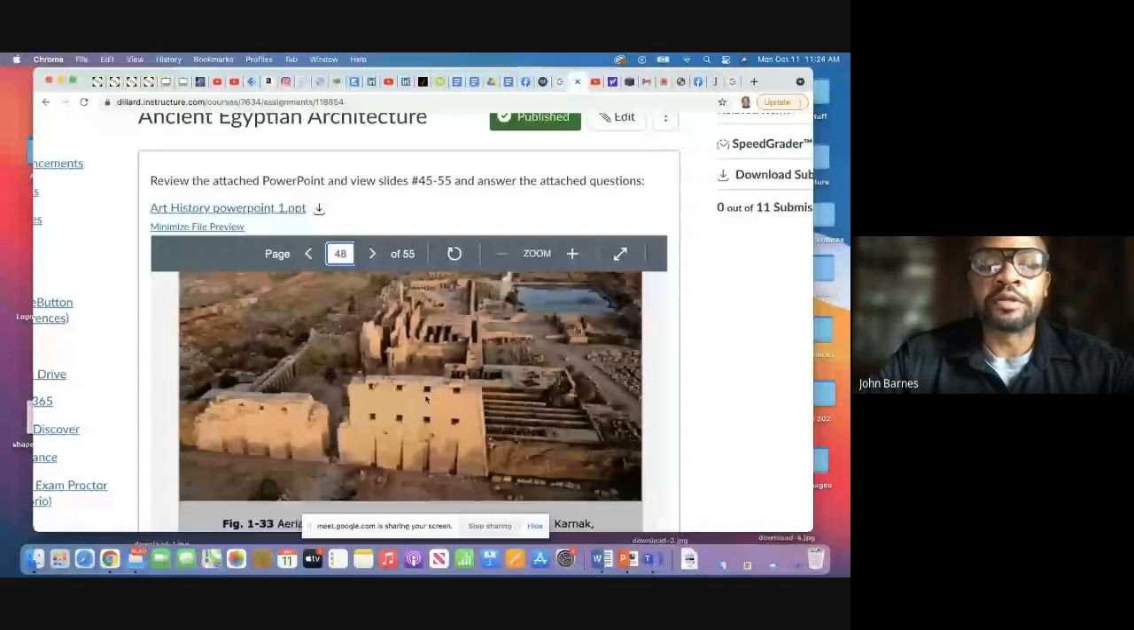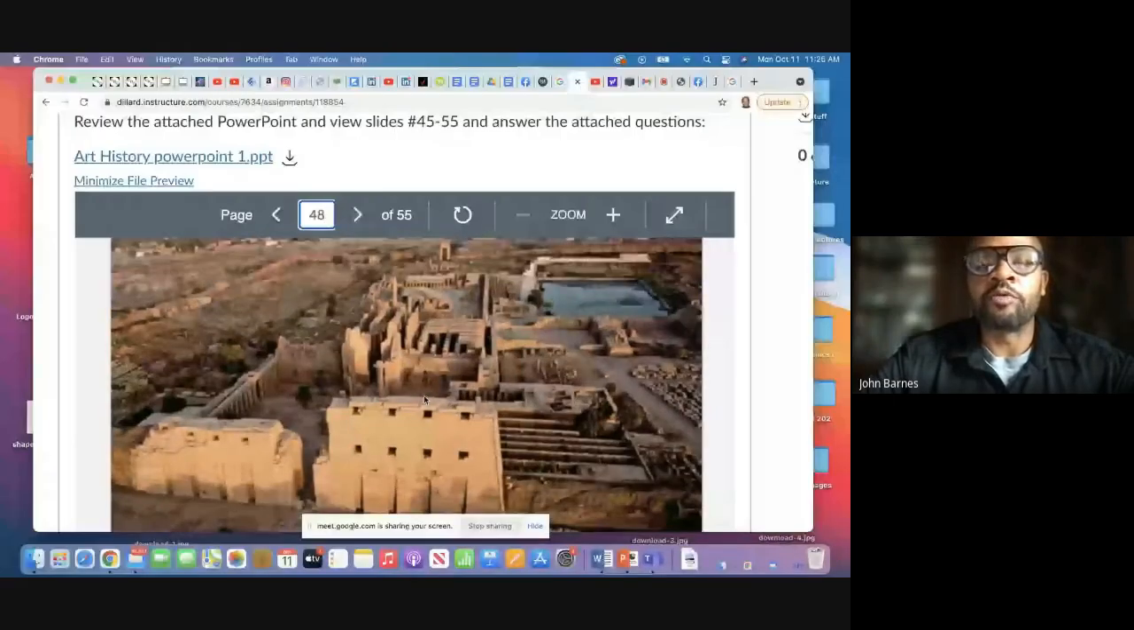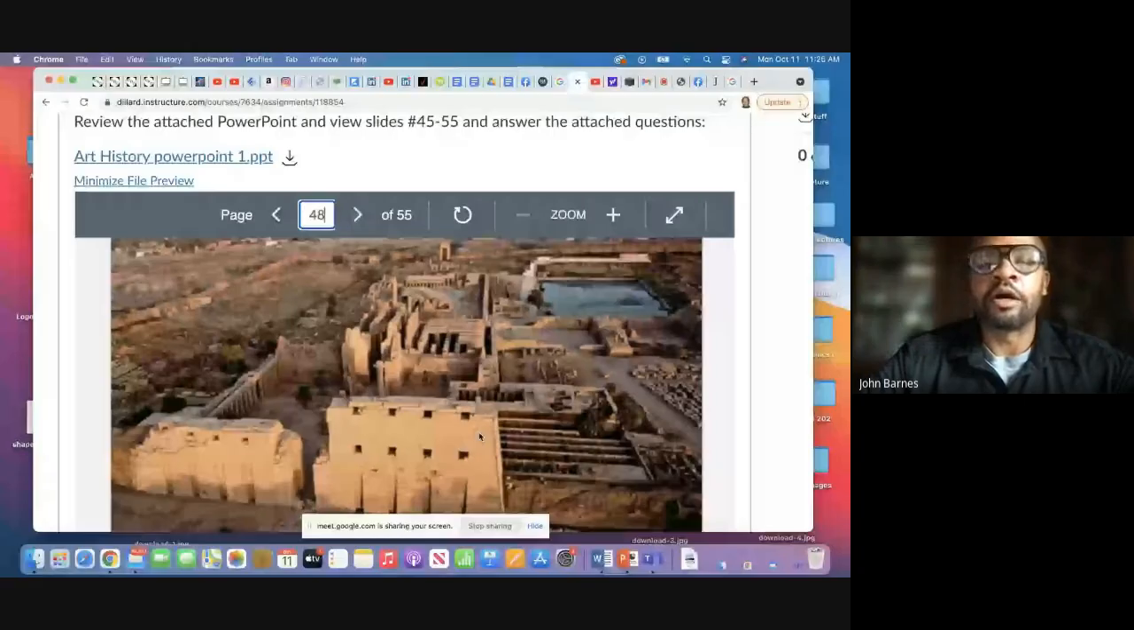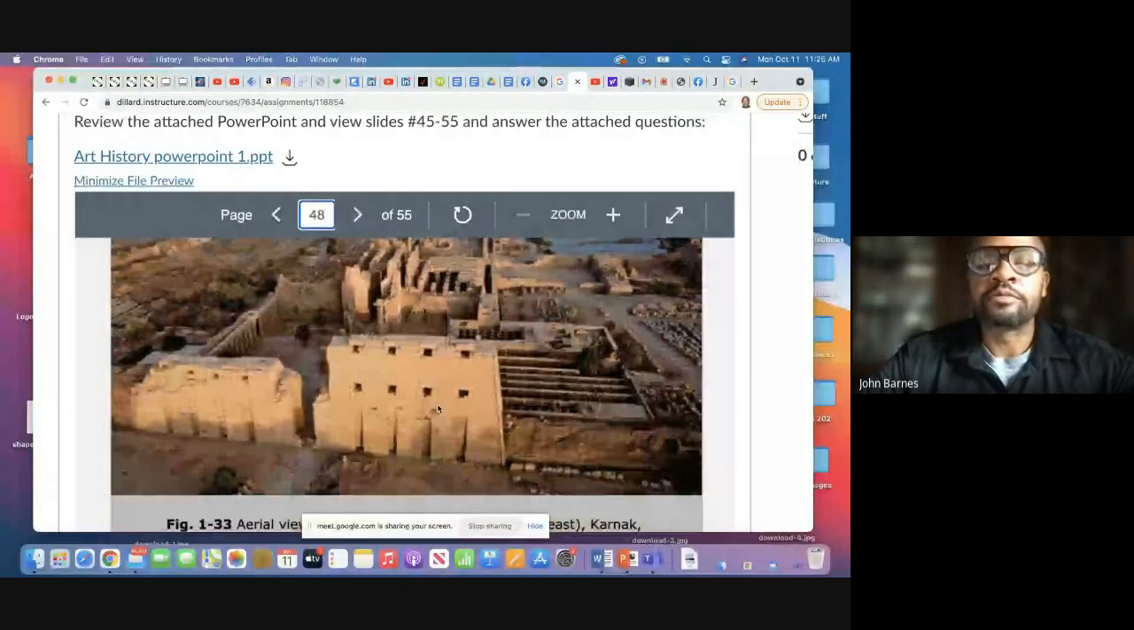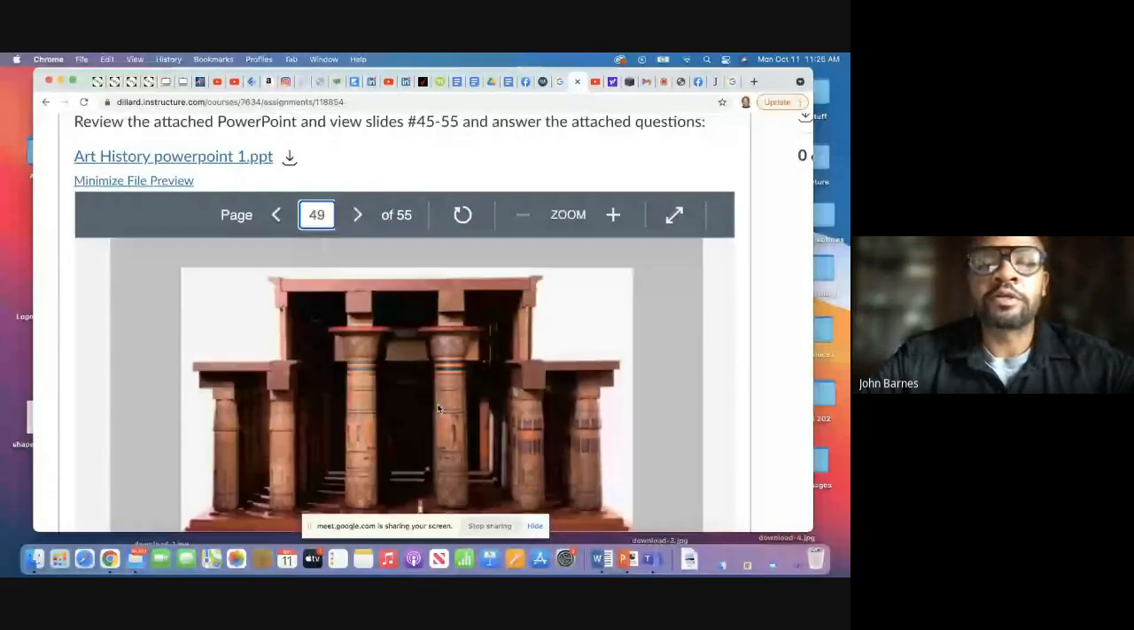Okay, and this is the Temple of Amun-Re. This is one of the major accomplishments of the New Kingdom. The Temple of Amun-Re was a temple complex designed to show veneration to the god Amun-Re. And this is in Karnak. So this space here, Karnak.